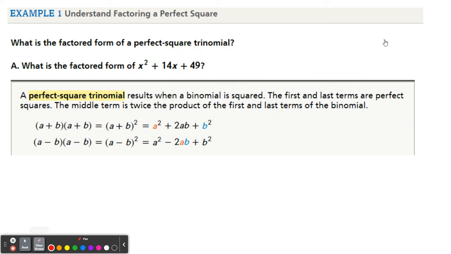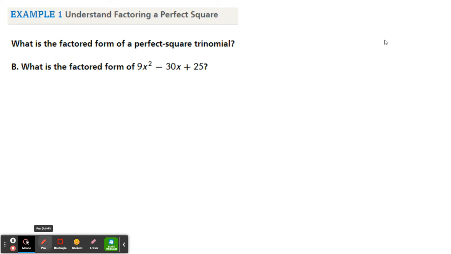Okay, let's try the next one. Okay, what is the factored form of this perfect square trinomial? All right, so the last problem did not have an a value. This one has an a value, so I would look for a GCF first, right? So the smallest number is 9, so that's 1 and 9, or 3 and 3. 9 does not go into 30. 3 goes into 30, but 3 does not go into 25. There's no x here with 25, so there's no GCF, so okay.